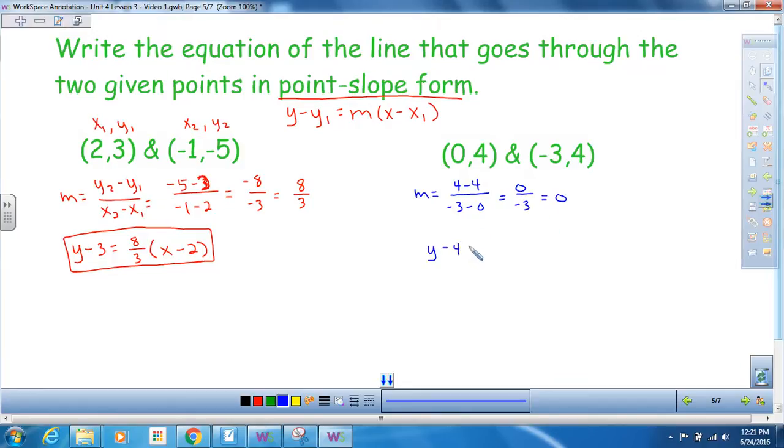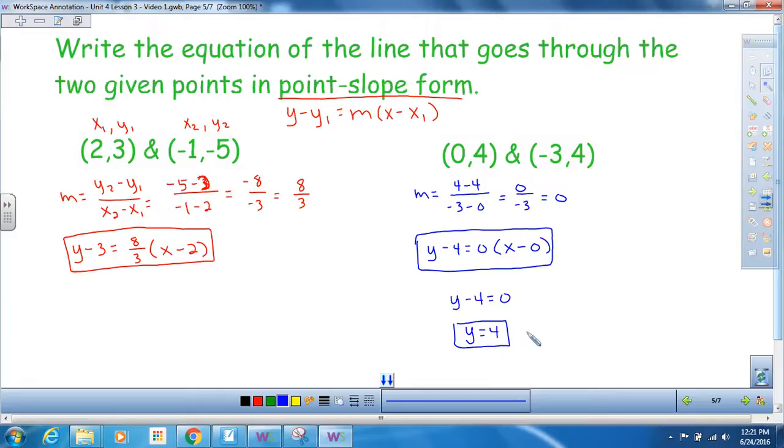So y minus 4 equals 0, parentheses x minus 0. However, I know if my slope is 0, then this whole right side is just 0. And if I got y by itself, I just have y equals 4. This is a horizontal line. So it's one of those special cases. If your slope is 0, you have a horizontal line. If your slope is undefined, so if you had 0 on the bottom, it would be a vertical line. But what I have here in the first box is fine too.